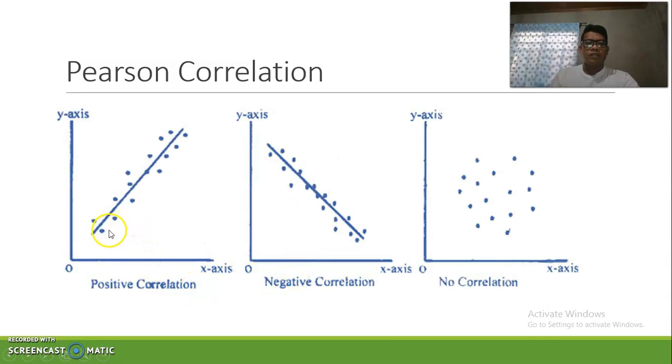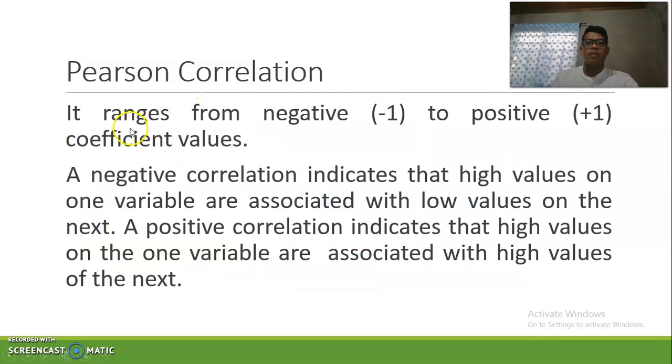Okay, so if the graph of the data goes up, there is a positive correlation. But if it is going down, there is a negative correlation. But if the data is scattered, meaning to say there is no correlation or there is no relationship between those variables.